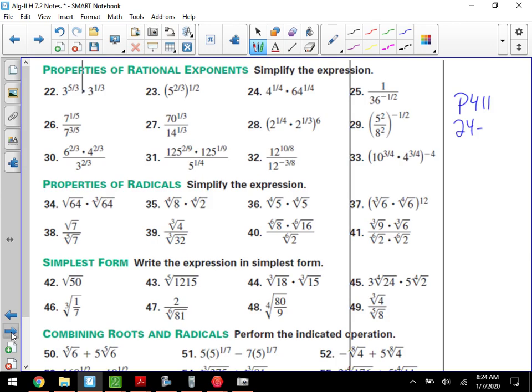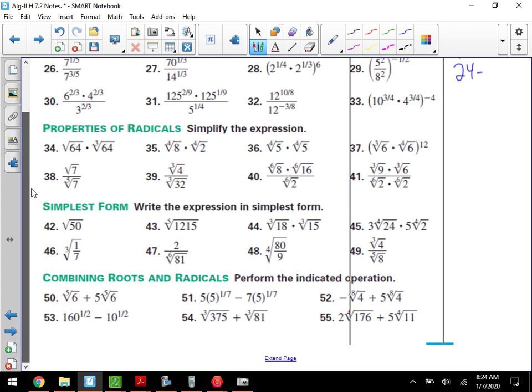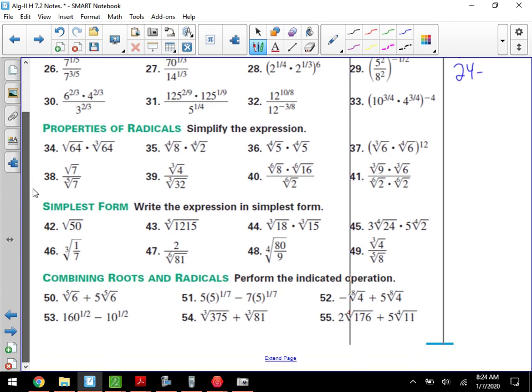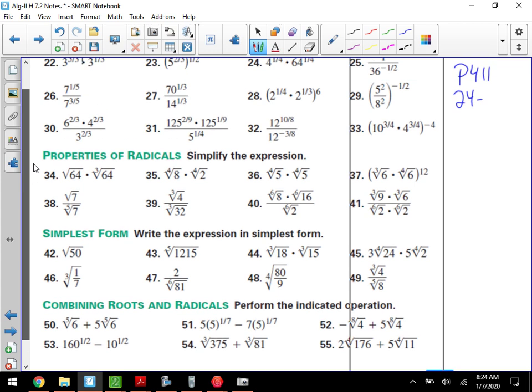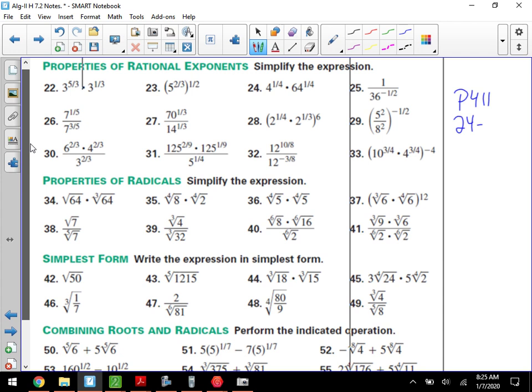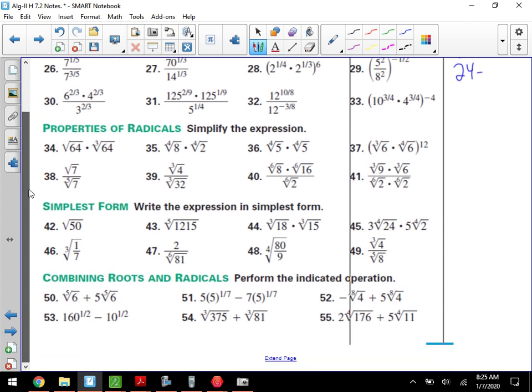On this one here, it's on page 411. I have the PDF already up there. I think I had you doing 24. I think the other part got cut off. Yeah, go 24 to 54 evens.